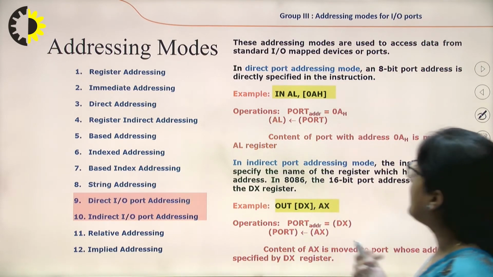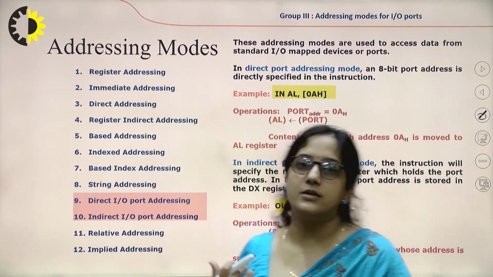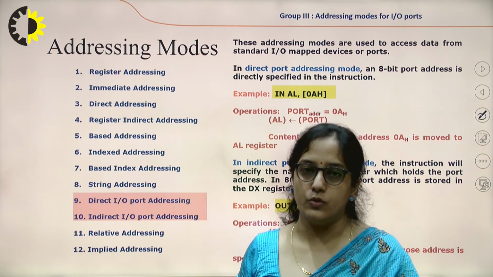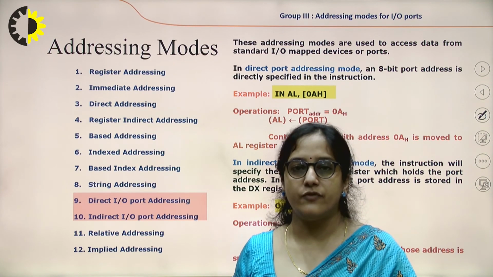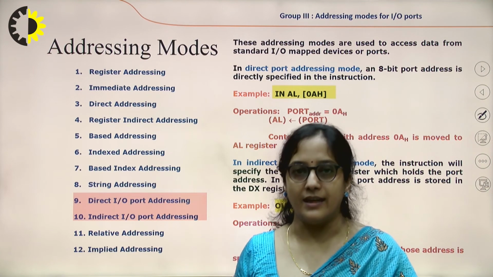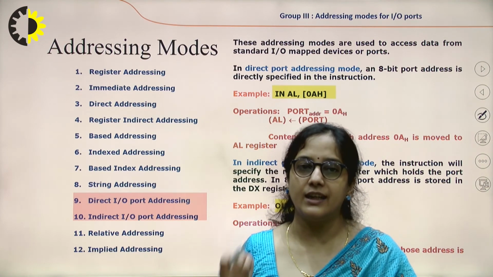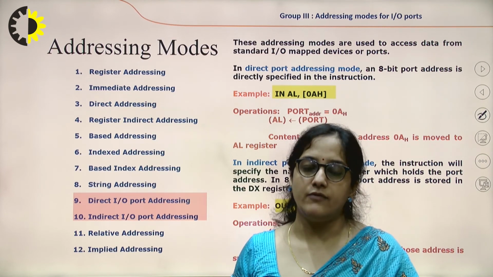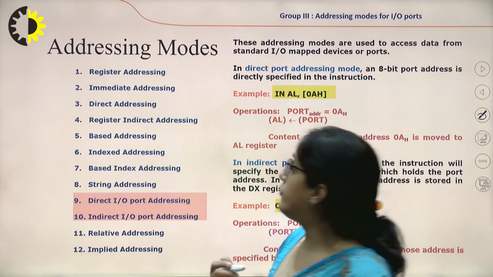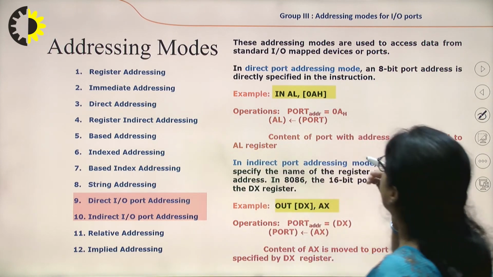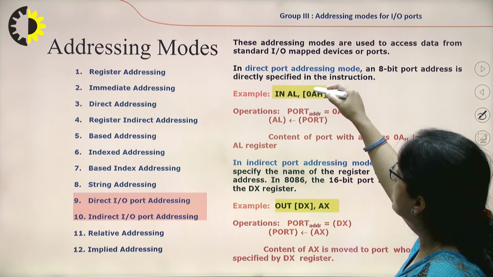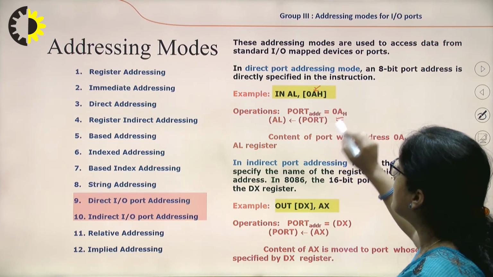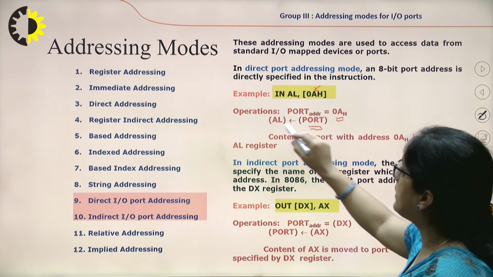Next, group 3. This addressing mode is where we are dealing with input output ports. There are 2 ways to specify the address of an IO port. One is direct addressing, where we specify the address of the port in the instruction itself, and the second is indirect mode. In direct mode, like here, 0A is the port address. The content of this port address has to be copied to AL.